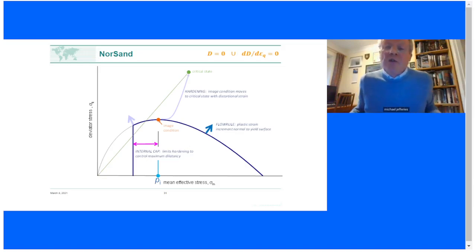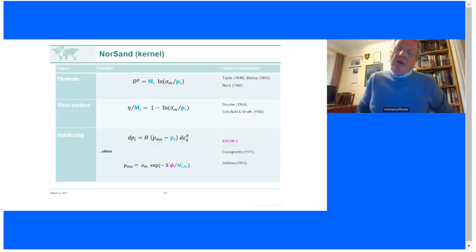And that's it. That's NorSand in a cartoon. That's all there is to it. In terms of equations, the equations look like this. As I said at the beginning, all plasticity models involve a flow rule, yield surface, and hardening, as I've indicated in each case what they are. And as you can see, they are four very simple equations. And that's it.